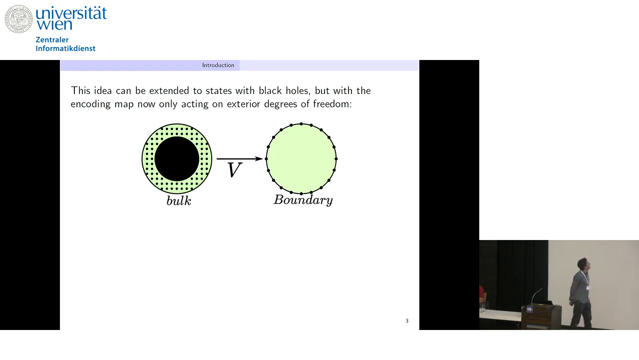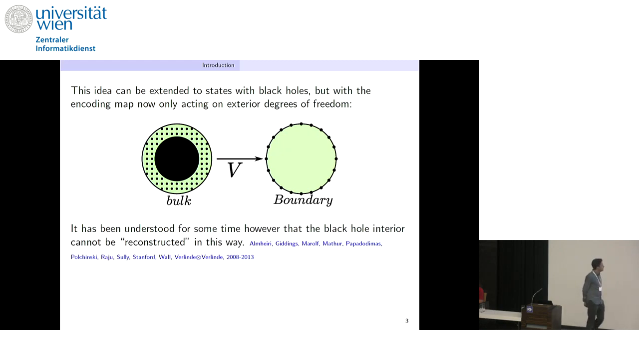Now, this idea can be extended to states with black holes, which is good. Certainly if ADS-CFT makes sense, we want to understand it in all the states, not just the states that don't have black holes. Until recently, I would say it was only really understood when the encoding map only acts on degrees of freedom that are outside any of the black holes that you happen to have around. So when that's true, you can fit it into this same idea of an approximate isometric encoding map that just takes the outside and maps it into the boundary degrees of freedom.